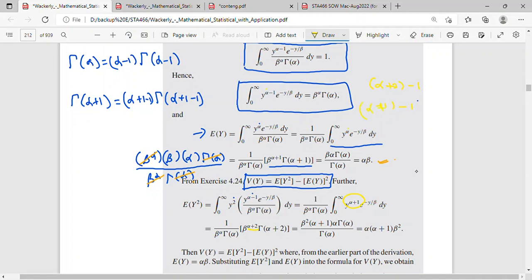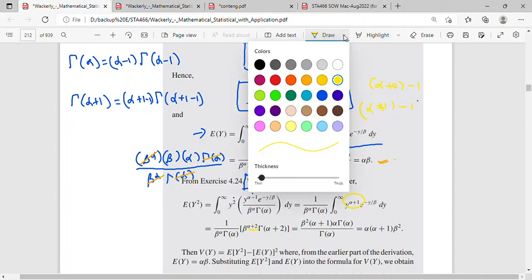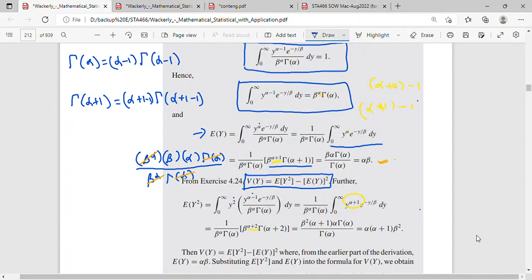Kan, alpha plus 1 minus 1. So, akan jadi alpha. So, di sini, kita gantikan alpha dengan alpha plus 1. Alpha here. Okay, so sama juga lah. So, beta will be beta, alpha will be alpha plus 1. Okay, so this part tadi, beta power of alpha plus 2. Here, gamma alpha plus 2. Right, so this part ya, kita ambil yang kat sini. Gantikan alpha dengan alpha plus 2.